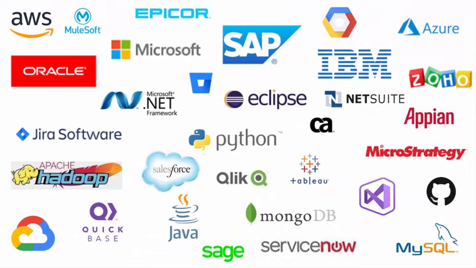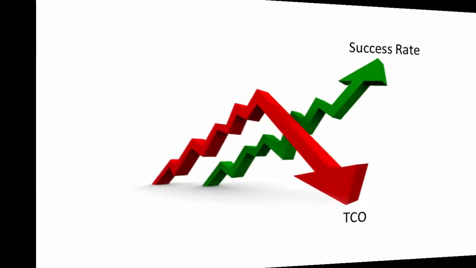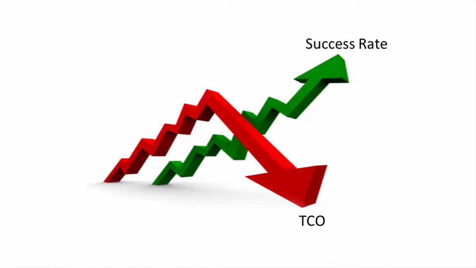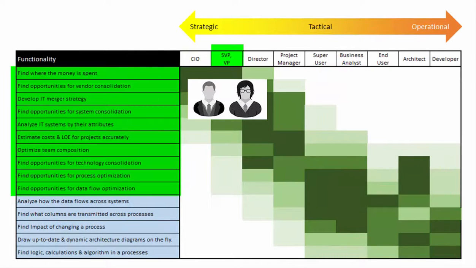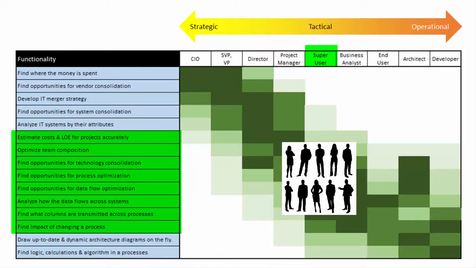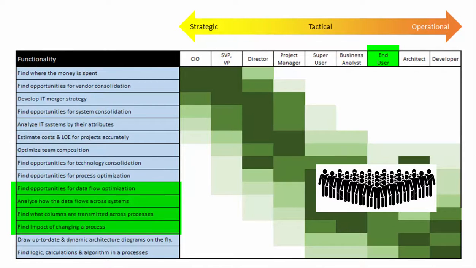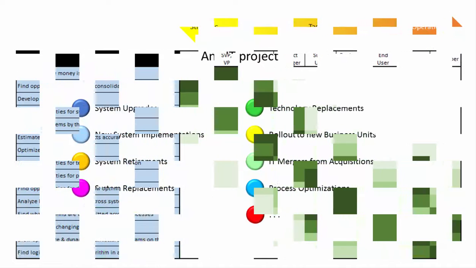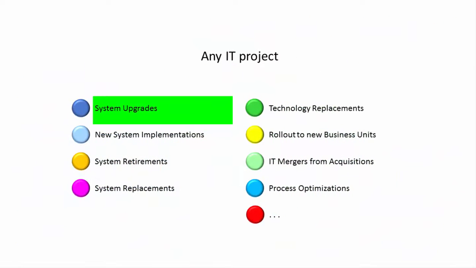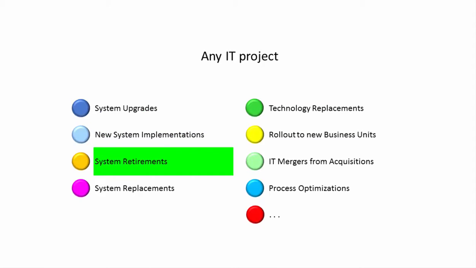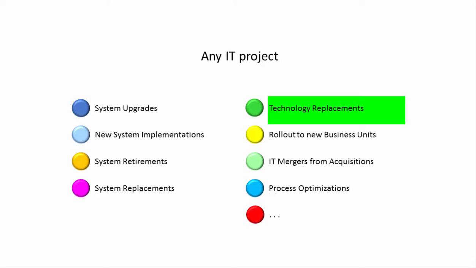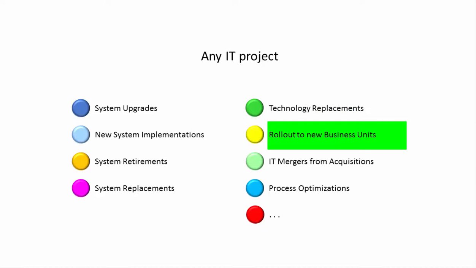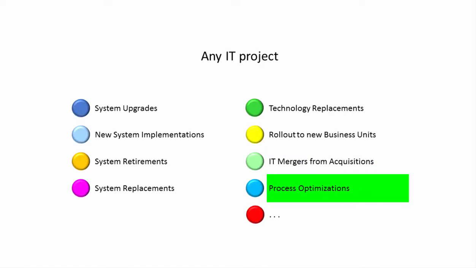Irrespective of the technology being used in your organization or the complexity and size of the IT initiative, Zoomit will help you in increasing the success rate of your IT projects and reducing the TCO of your IT systems. Starting from the CIO all the way to the developer, everyone in your organization and the business users need Zoomit. All IT projects, including system upgrades, new system implementations, system retirements, system replacements, technology replacements, rollouts to new business units, IT mergers and acquisitions, process optimizations, or any other type, need Zoomit.